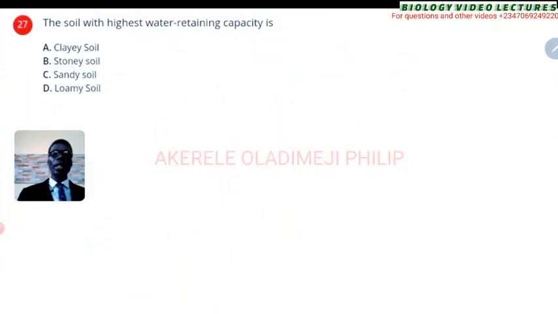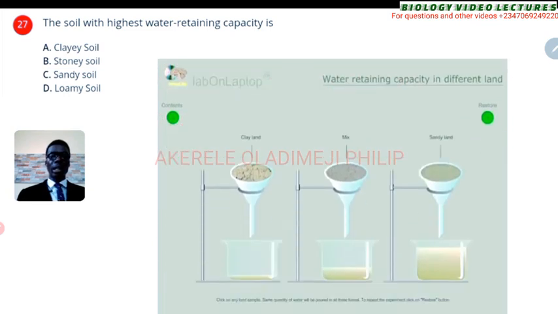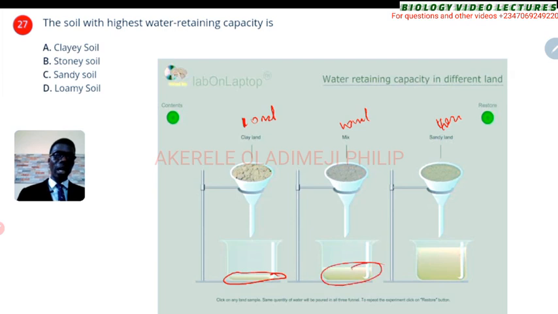The soil with the highest water retaining capacity, which means it can hold on to water without allowing water to pass through it, will be... I want you to look at this diagram and think of what the answer will be. Pause the video to look at it for a while. Okay, I guess you mentioned clay. Yes. Imagine you have 10 ml of water, pour it into three of them equally and see what you have here.